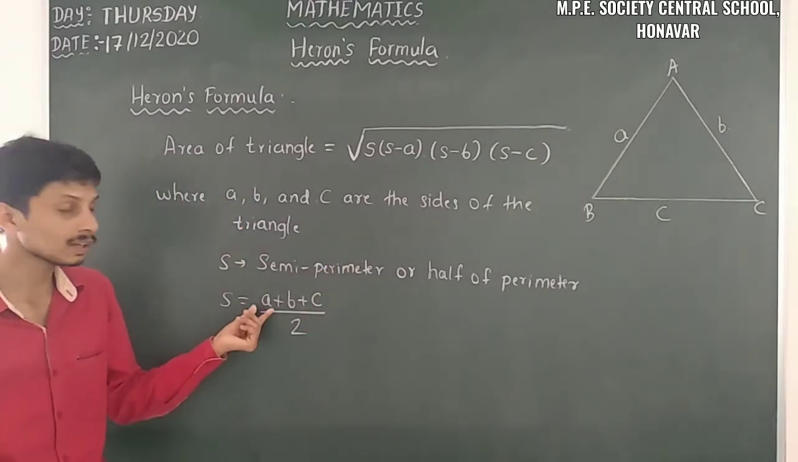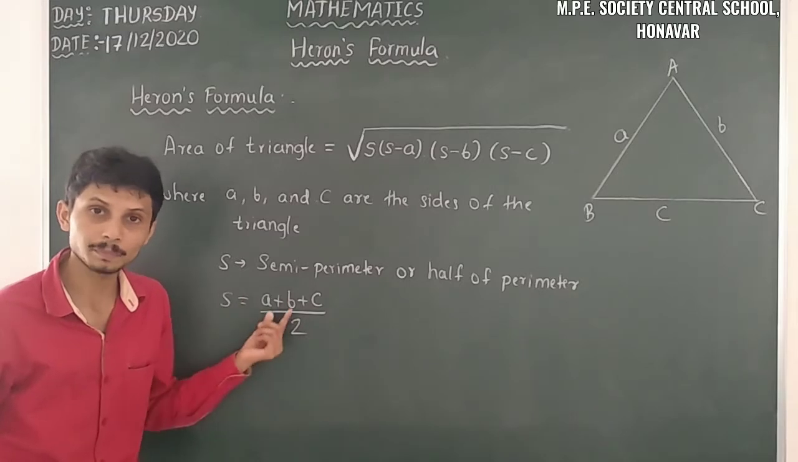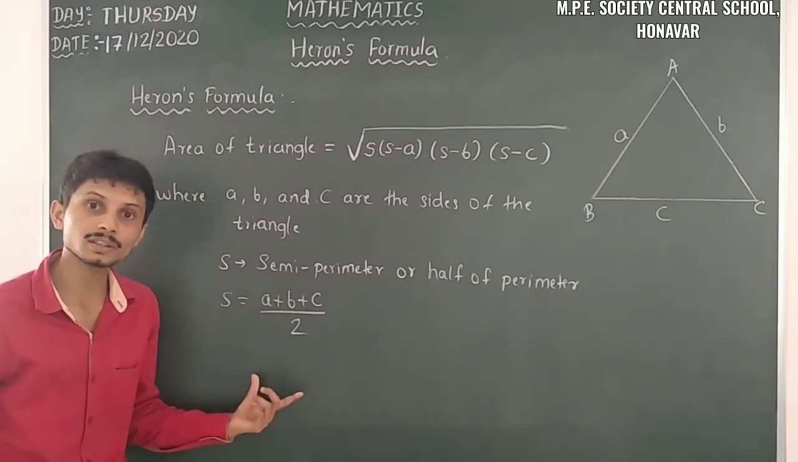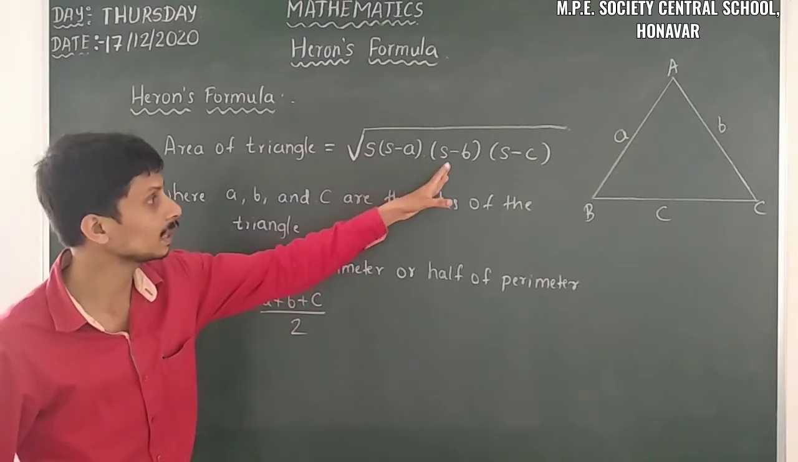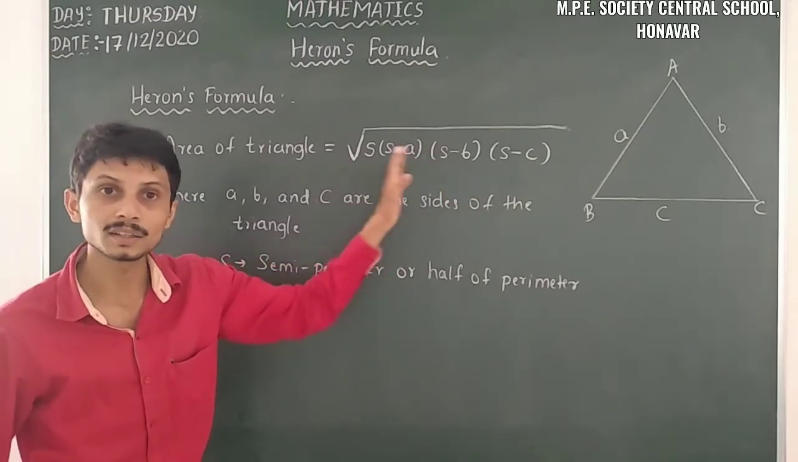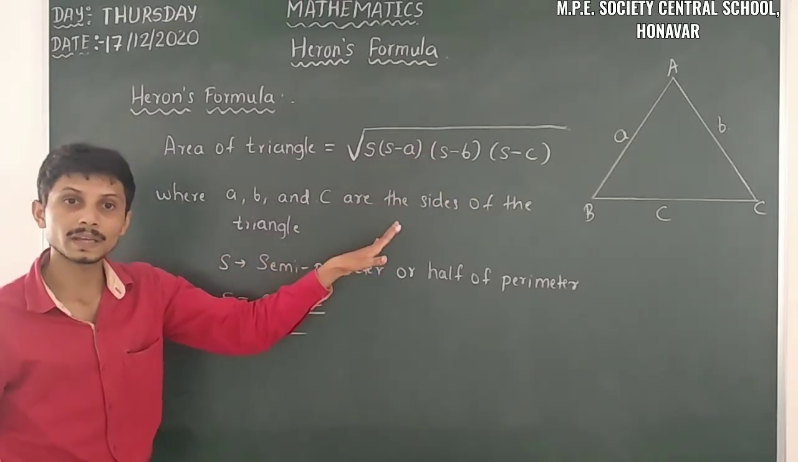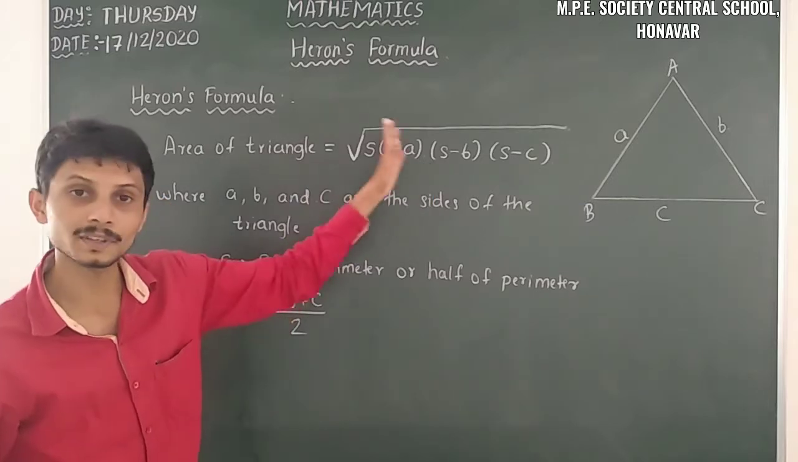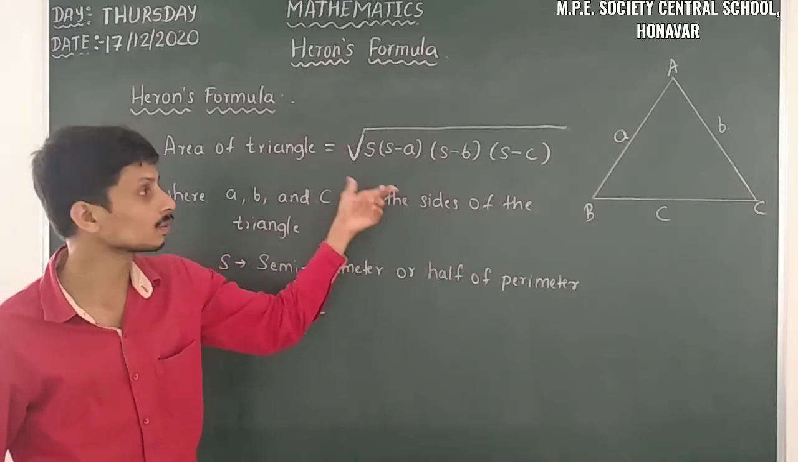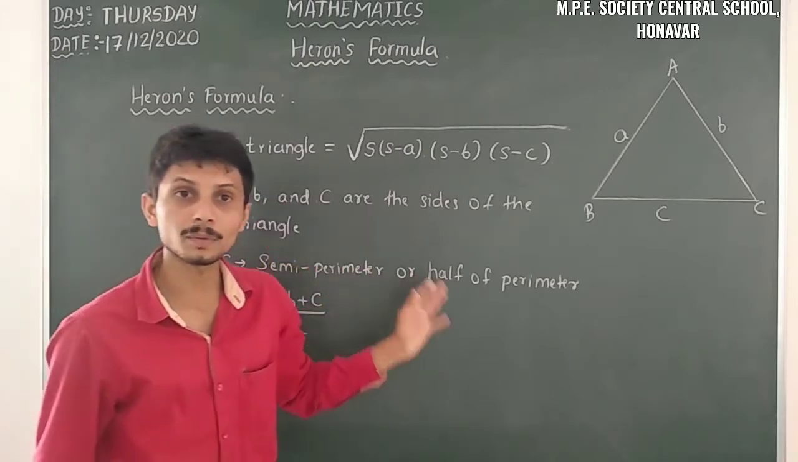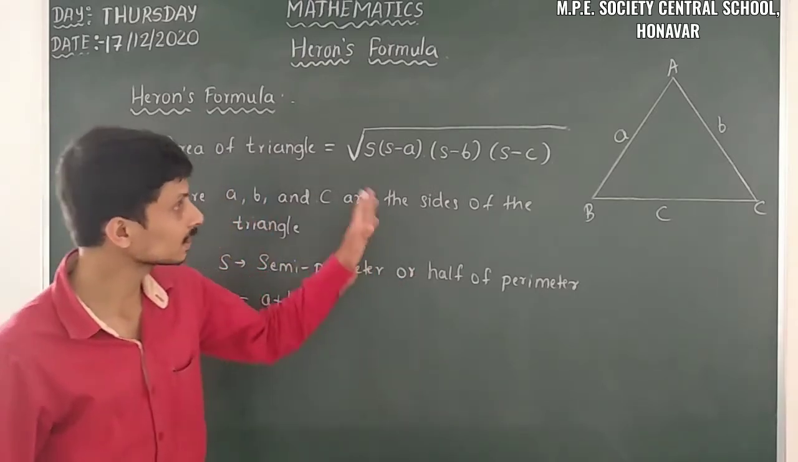So when we have the values of the three sides a, b, c, we can find the value of s, and then we can insert the values of a, b, c in this formula. Then we take the multiplication and then the square root, and we can easily find the area of the triangle. So this is the thing.